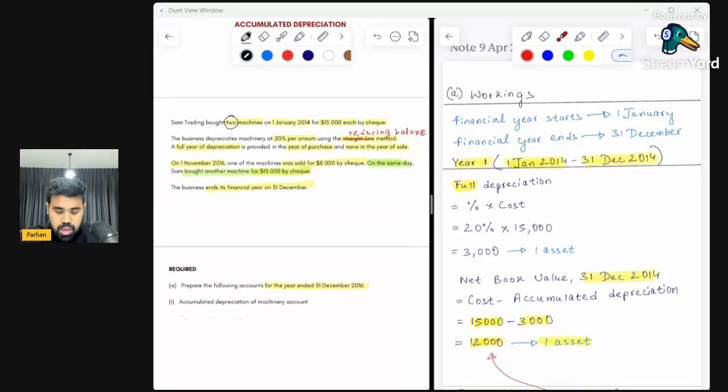Very soon, I'll be uploading a video on preparing the sale of asset ledger account as well, and also some videos on allowance for impairment of trade receivables.